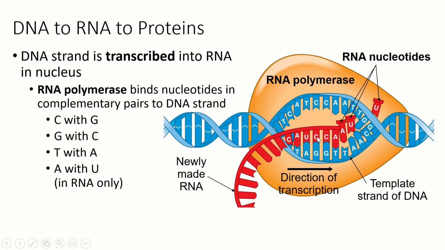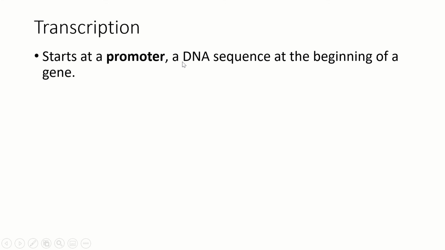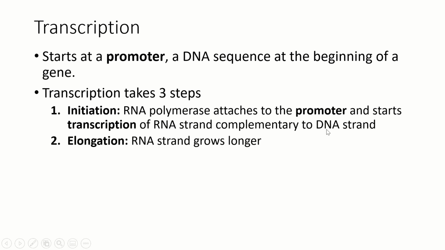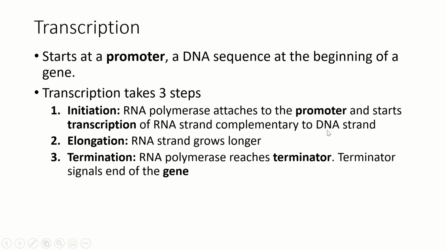From G to C, G binds with C, C binds with G. The rest of it's normal. It's just this A to U part that you need to remember, okay? So RNA polymerase comes along, binds at a promoter, which is a specific DNA sequence at the beginning of a gene. And then there's this 3-step process, which is just initiation. The RNA polymerase attaches to the promoter and starts transcription. Elongation as it continues, and then termination, the RNA polymerase gets to another DNA sequence called a terminator that tells RNA polymerase that was the end of the gene, you can let go now.